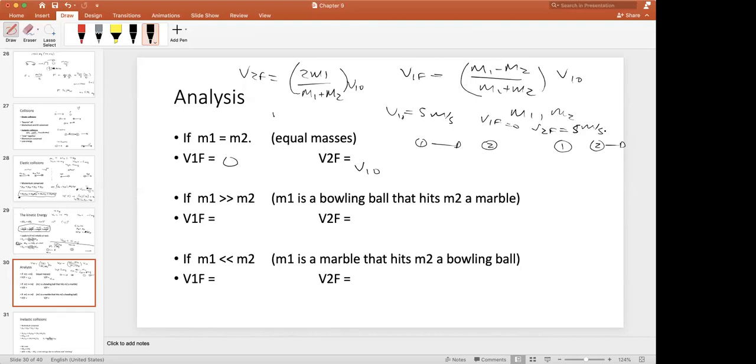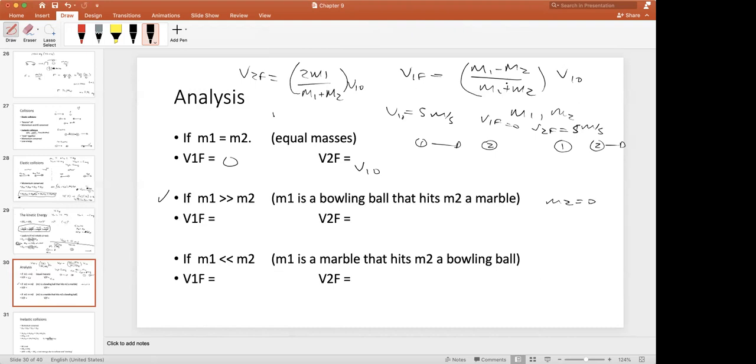Don't worry about that. All right, so the other thing I want to talk about is something called limiting cases. You should get used to doing this, particularly in physics, if you're not already used to doing this in any math or science class, and that's to look at extremes. So in the second extreme, M1 is much, much greater than M2. M1's a bowling ball, M2 is a marble. So if M1 is much greater, then assume that M2 is equal to 0.